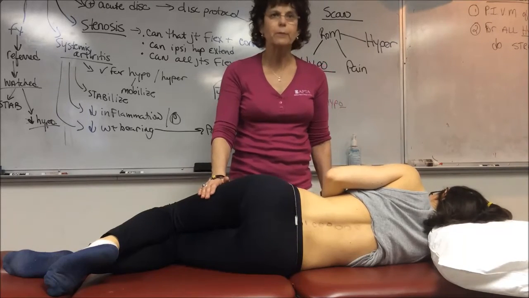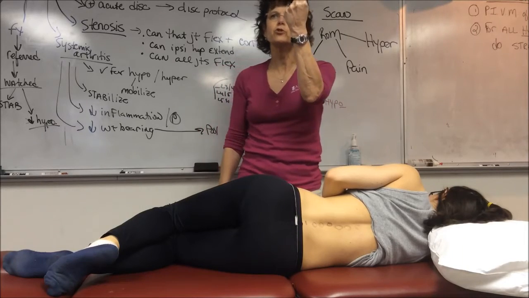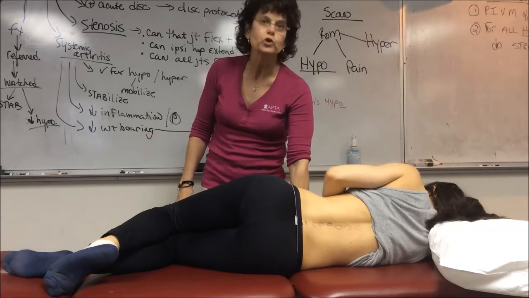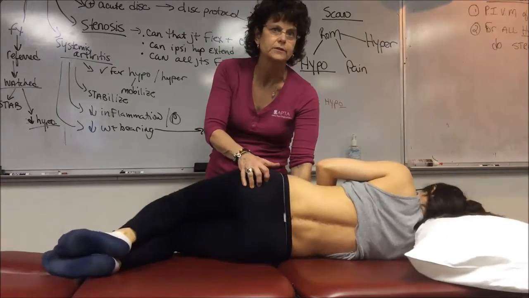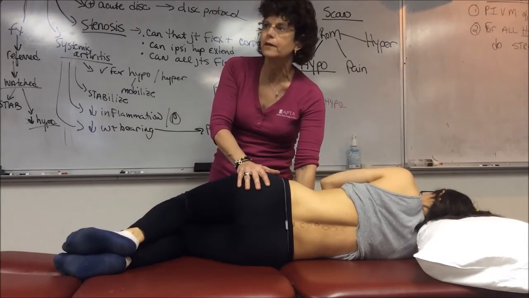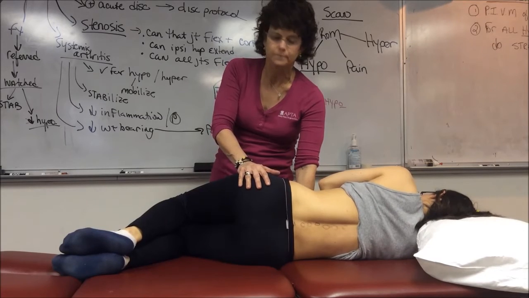To get them in the proper position, make a fist with your hand, put your fist where you want it on the bed, and then ask the patient to scoot up into your hand. That's going to be the best way to get them in the position that you want.